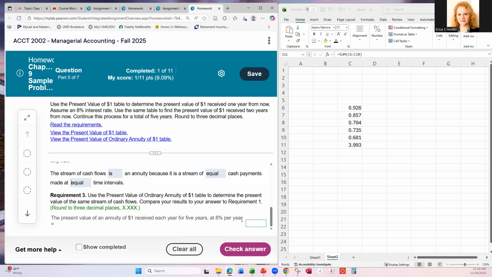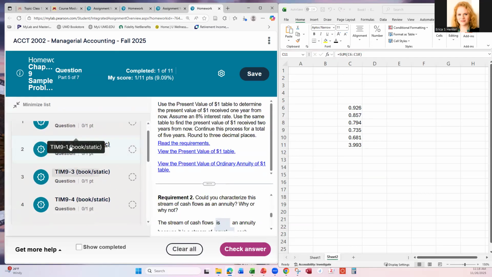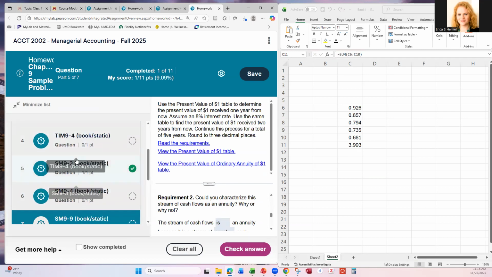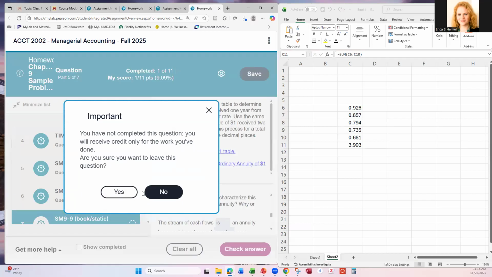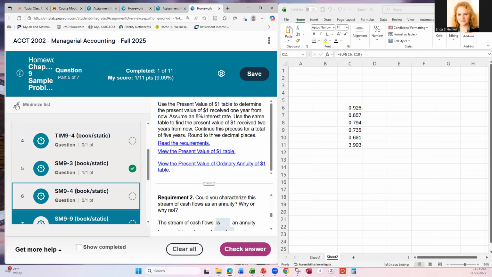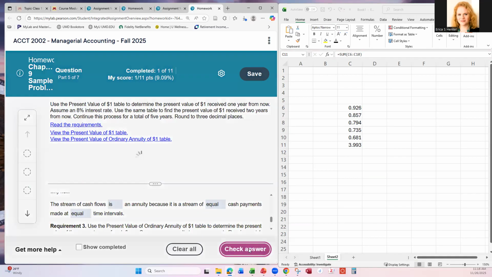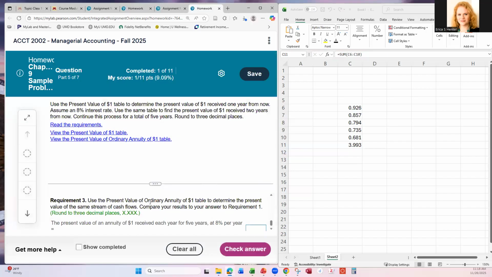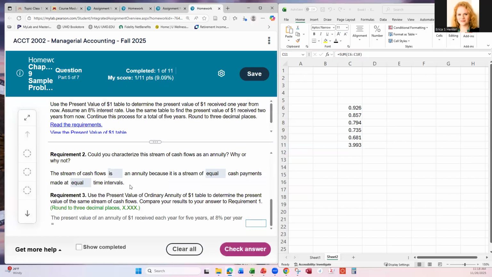So let's look at problem number 5 we just did. Oops. Hold on. Why did I not complete here? Oh, I didn't check my answer. I missed part of it. Okay, so the present value of $1 received each year for 5 years at 8% per year is 3.993.